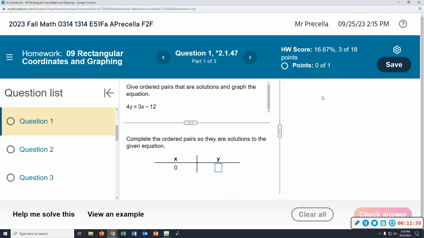Okay. Give ordered pairs that are solutions and graph the equation. Notice this equation. Do you see an x squared or a square root of x? Do you see a y squared? All you see are x's and y's. So this graph will be a line, and we'll need 2 ordered pairs to draw the line. Let me write this problem down. This is number 1. The equation is 4y equals 3x minus 12.